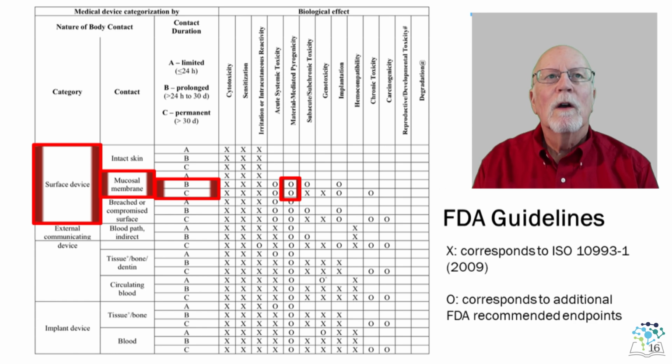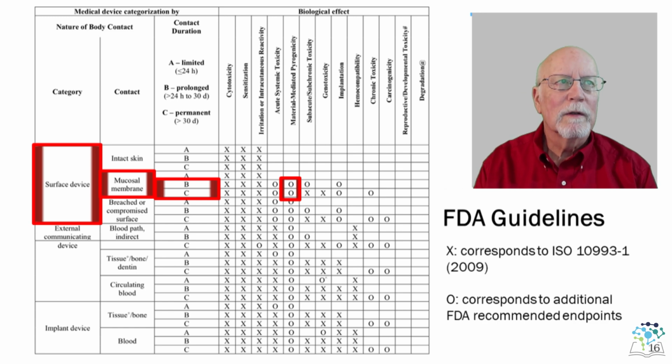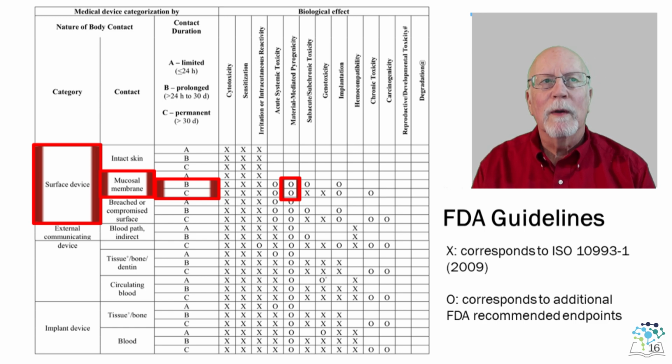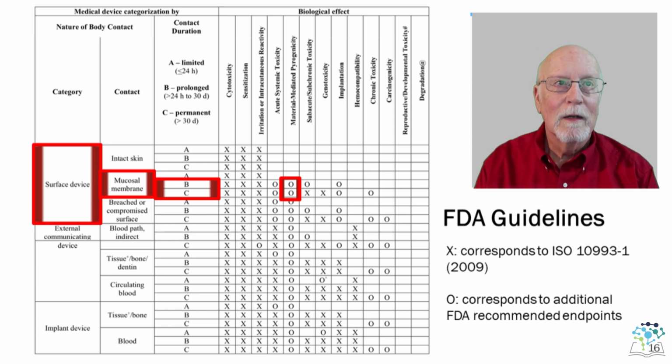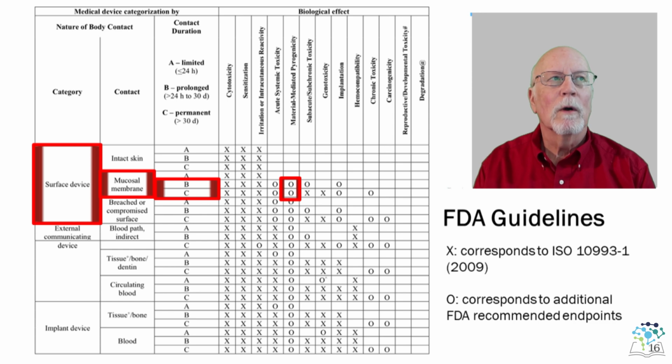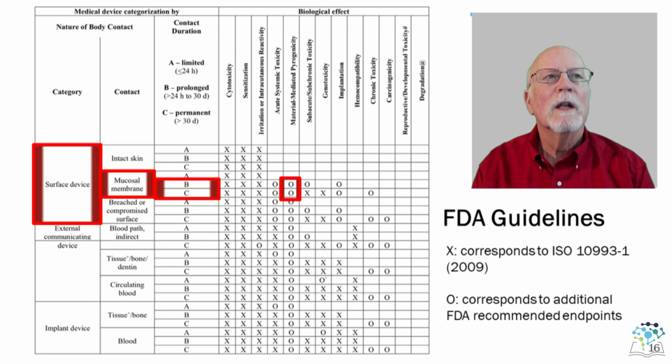As an example, for a surface contacting device interacting with mucosal surface, there is no requirement for materials-mediated pyrogenicity testing in the ISO standards. However, the FDA has recommended this test still be performed. In many instances where a company has developed and performed their biological evaluation plan strictly according to the ISO 10993 standard, they will be asked to add this test if it's submitted to the FDA.